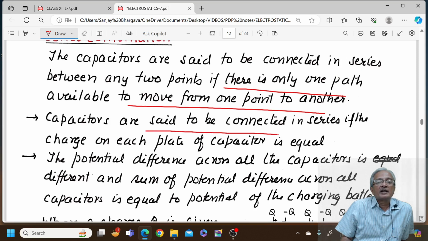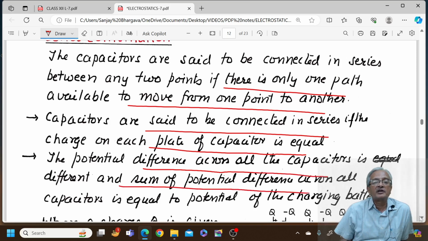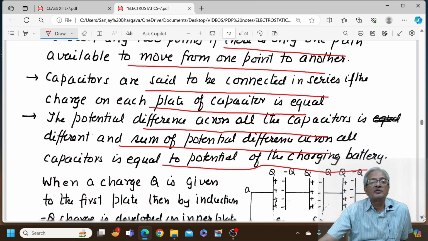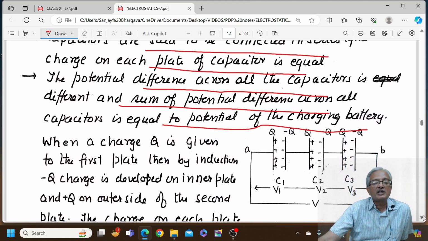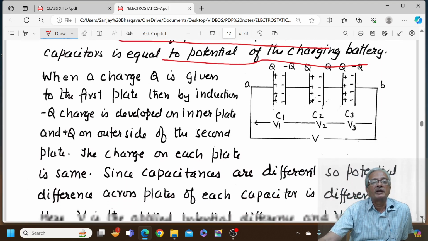Capacitors are said to be connected in series if the charge on each plate of the capacitor is equal. The potential difference across all capacitors is different, and the sum of the potential differences across all capacitors would be equal to the potential of the charging battery. So in series, the charge on each plate of the capacitor would be the same, the potential across each capacitor would be different, and the total potentials on the capacitors would be equal to the input potential provided by the charging battery.